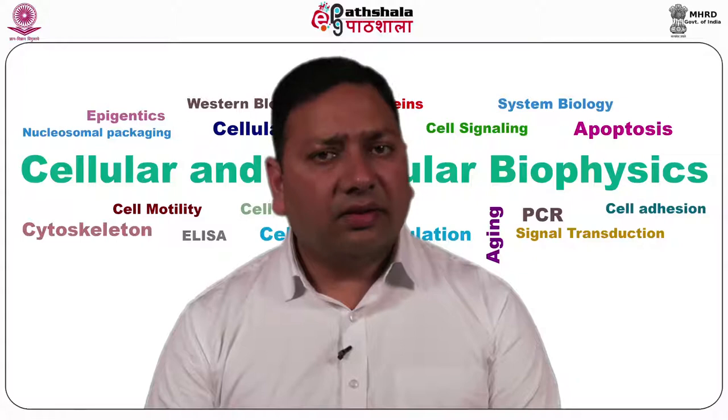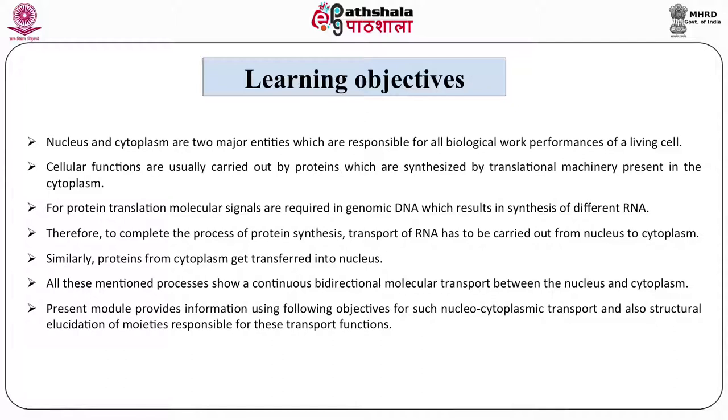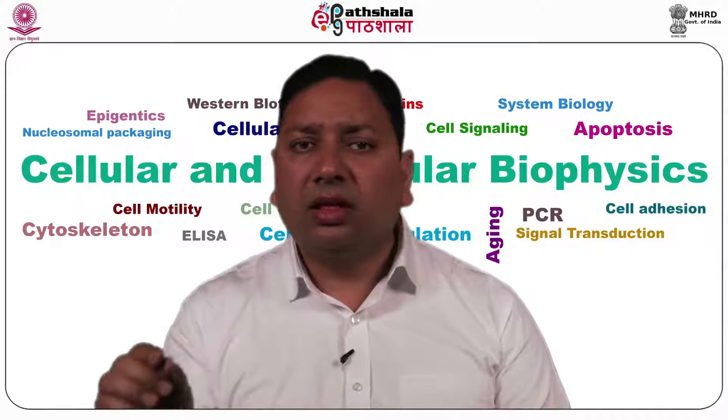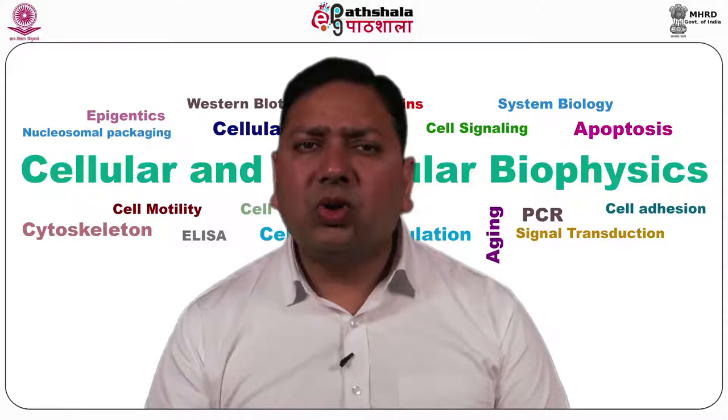Nucleus and cytoplasm are two major entities which are responsible for all biological work performances of a living cell. Cellular functions are usually carried out by proteins which are synthesized by translation machinery present in the cytoplasm. For protein translation, molecular signals are required from genomic DNA, which results in synthesis of different RNA. Therefore, to complete the process of protein synthesis, transport of RNA has to be carried out from nucleus to cytoplasm. Similarly, proteins from cytoplasm get transferred into the nucleus. All these processes show a continuous bidirectional molecular transport between the nucleus and the cytoplasm.